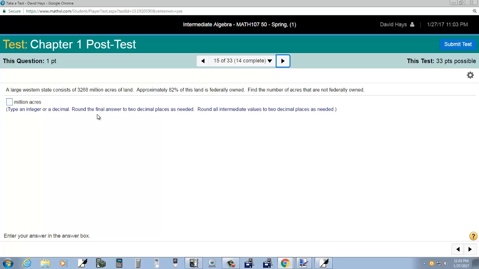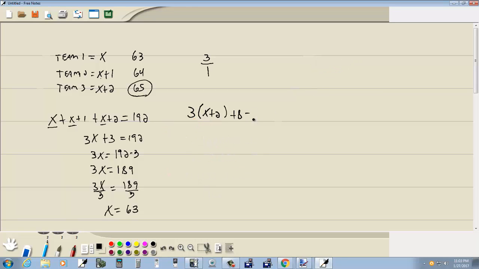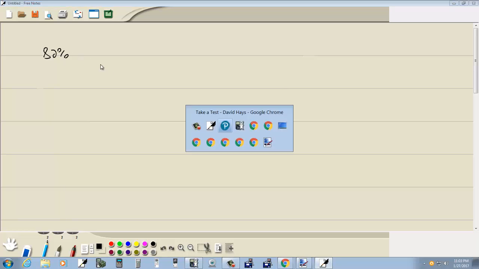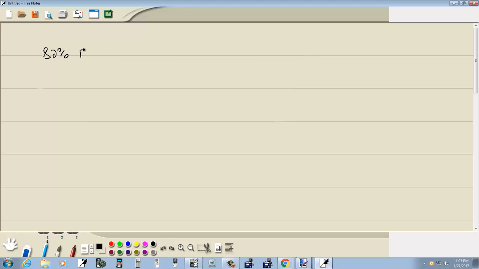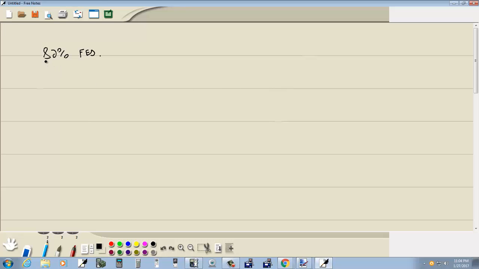Large western state consists of 3268 million acres. Approximately 82% of this land is federally owned. Find the number of acres that are not federally owned. That's tricky. Normally I don't catch ones like that because I don't read it that close. So if they tell us that 82% is federally owned, then not federally owned would be 100% minus this, or 18% is not federally owned.